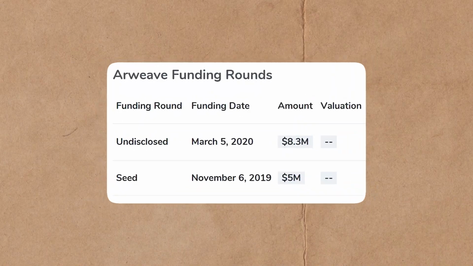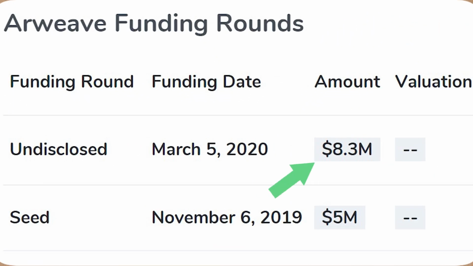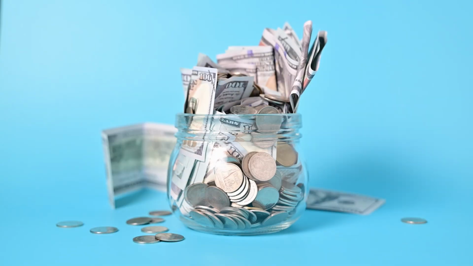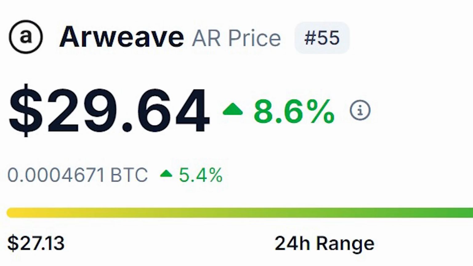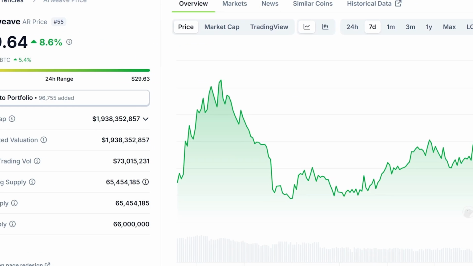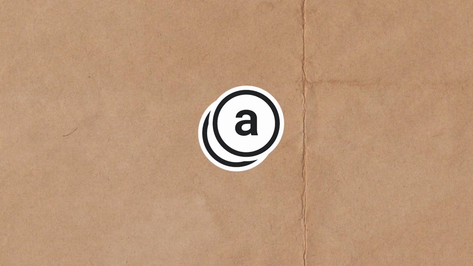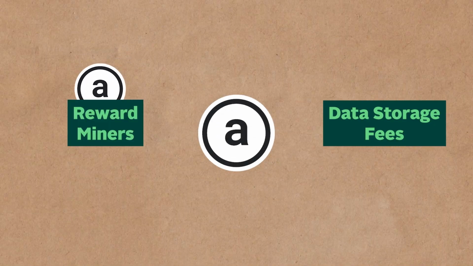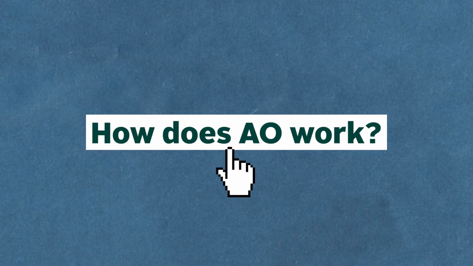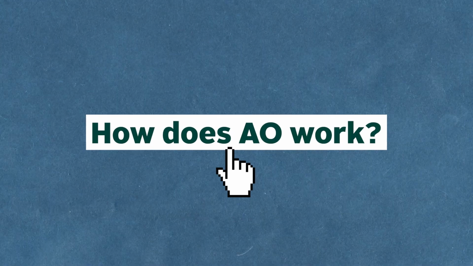Now, over the past few years, Arweave has successfully fundraised, including a round in 2020, which raised $8.3 million from investors such as Coinbase Ventures and Andreessen Horowitz. AR is the native token of the Arweave ecosystem and is used to pay for data storage fees and reward miners. So how exactly does Arweave's AO computer work?